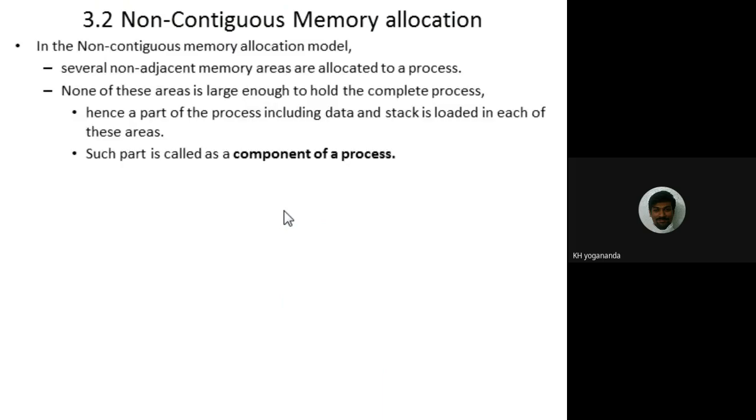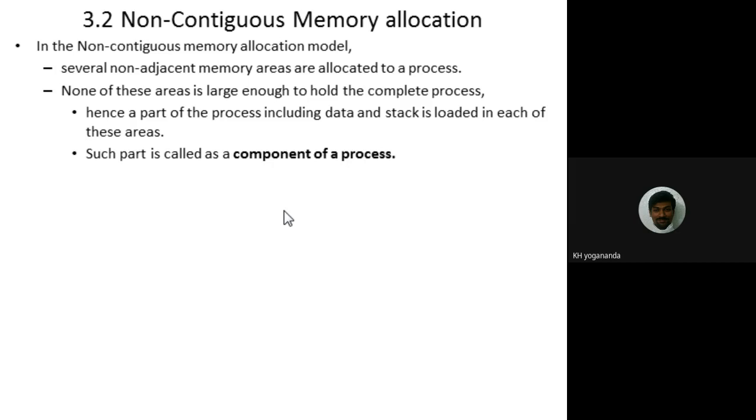In the non-contiguous memory allocation model, what are the memory areas which we saw in the previous class, that is, the memory area for a process? There we saw adjacent memory allocation, meaning the memory addresses were contiguous. In this model, there will be several non-adjacent memory areas for a particular process. Most of them, or none of them, will have enough large space. The memory area is not large enough in non-contiguous memory allocation.